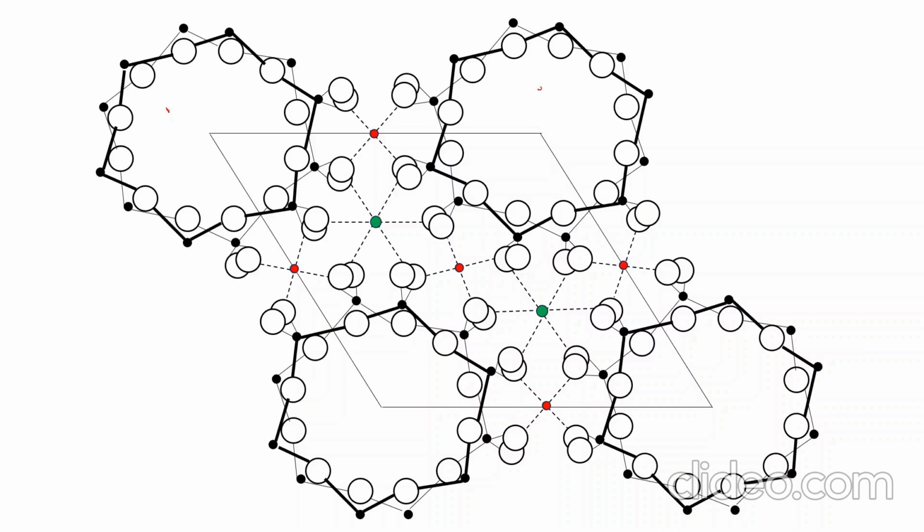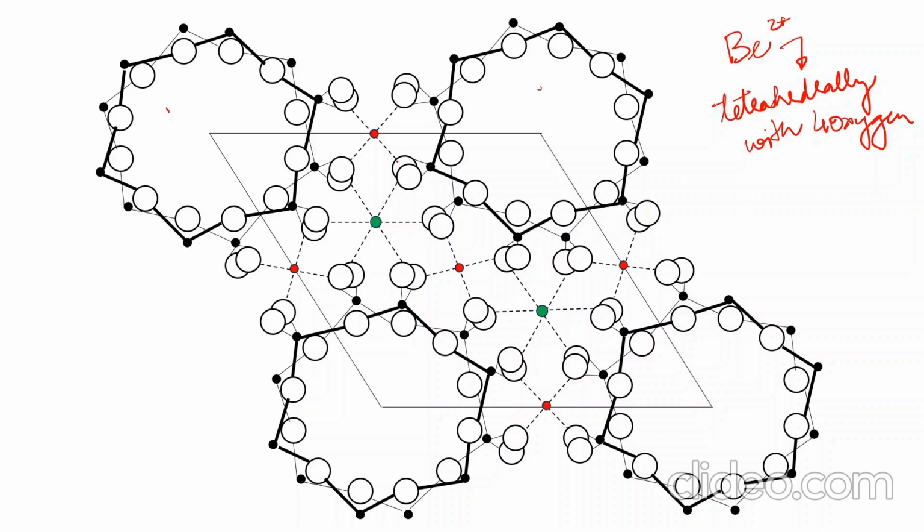The beryllium ion, the Be2+, shows tetrahedral coordination. It coordinates tetrahedrally with four oxygen atoms. Four oxygen atoms, the Be2+. You can see here 1, 2, 3, and 4. While Al3+ coordinates octahedrally. It coordinates octahedrally with 6 oxygen atoms.